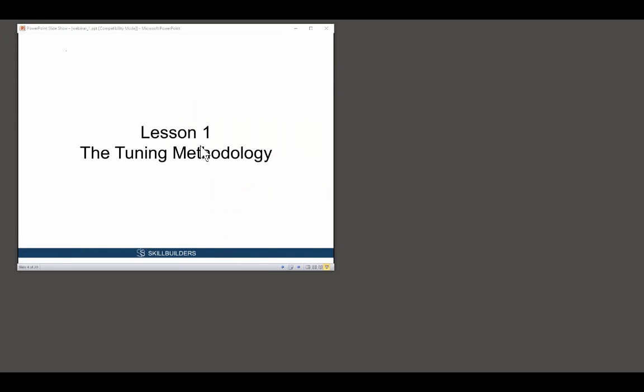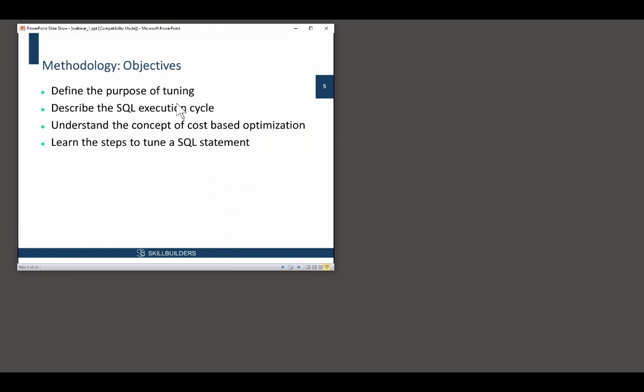Let us now go into our first chapter, the methodology chapter. The objectives here: we need to go through the purpose of tuning. That's a lot more important than many people think. Why do you actually tune at all?